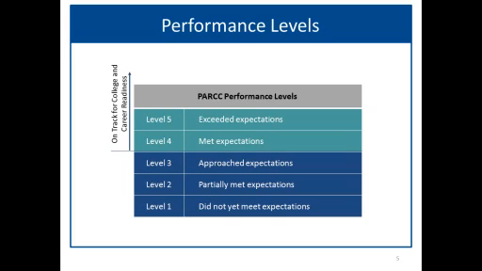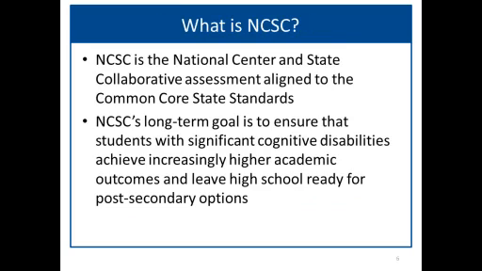There are 5 performance levels on the PARCC assessment. Level 1 through level 3 are where the student either did not yet meet expectations, they partially met expectations, or they approached expectations. Level 4 and 5, if a student received either level, they were considered to be on track for college and career readiness. Level 4 is where the student met expectations, and level 5 is where the student exceeded expectations.